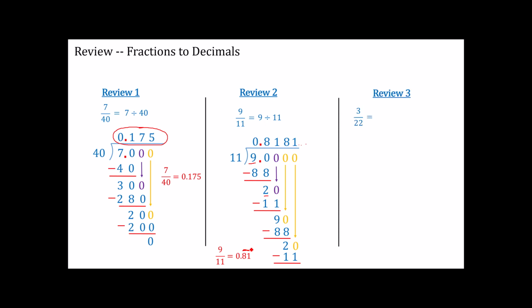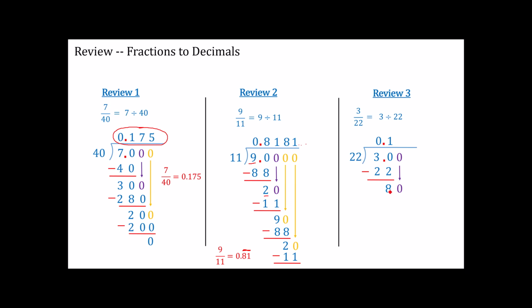How about this? 3/22. Again, pausing the video, trying this on your own, then coming back to watch to see if it's making sense. 3 on the inside, 22 on the outside. It doesn't go, 3 can't be divided by 22, so I add my 0, put my decimals in. Insert a 0, 22 goes into 30 one time. That's 22 with a remainder of 8. Since there's a remainder, I'm going to add another 0.